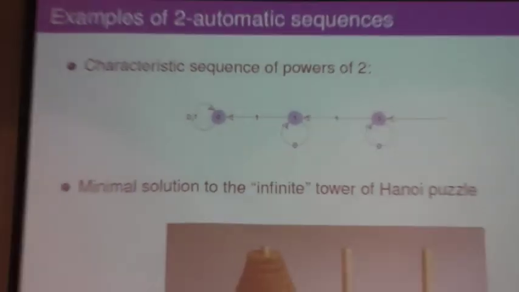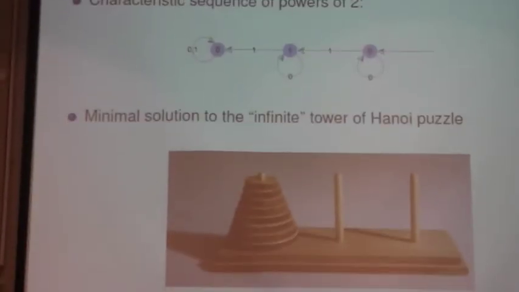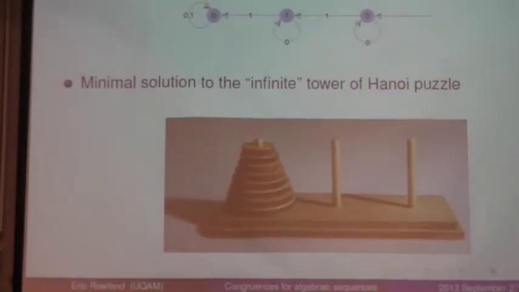And a fun one is the sequence that gives solutions to the Tower of Hanoi puzzle. So in the Tower of Hanoi, you have some stack of disks, and you want to move them all from one peg to another peg. There are 3 pegs that you can use, and the rule is you can only pick up 1 disk at a time, and you can never place a larger disk on top of a smaller disk. So the minimal solution for a fixed number of disks is just some finite word, of course, on the set of possible moves.